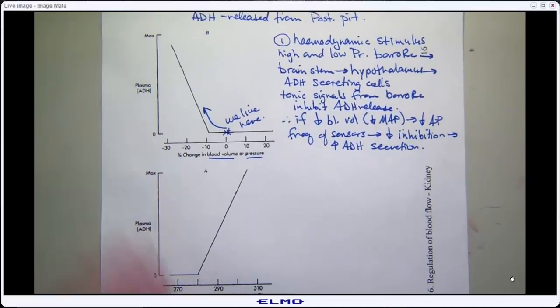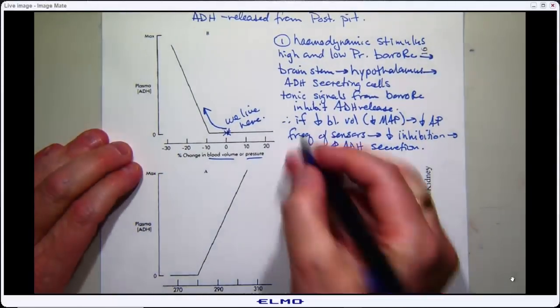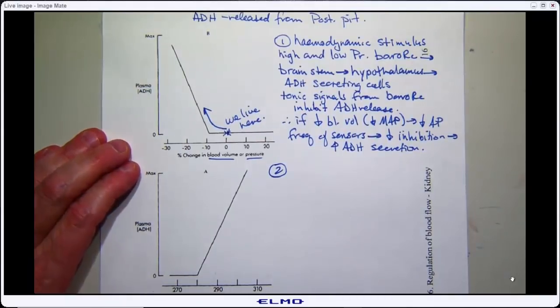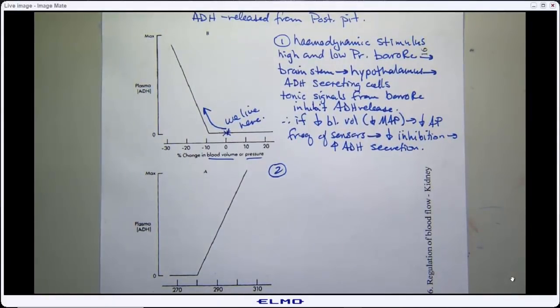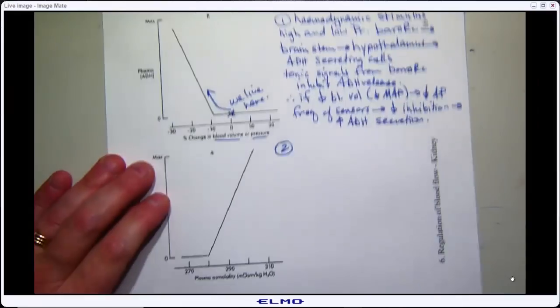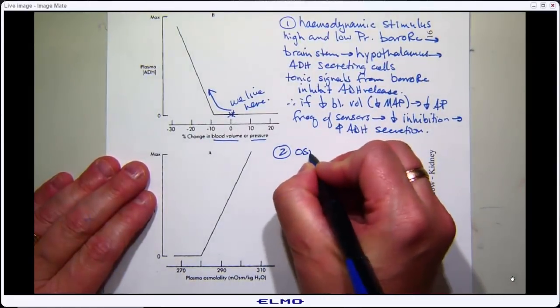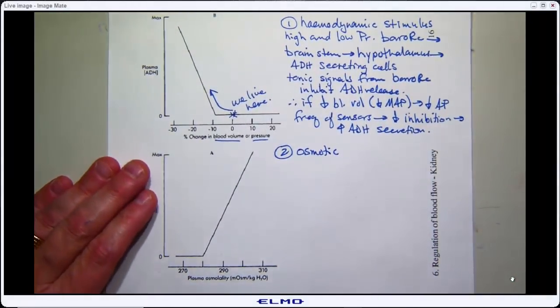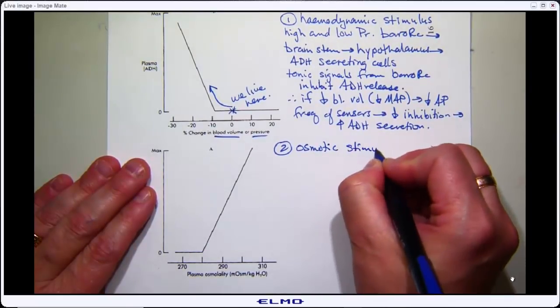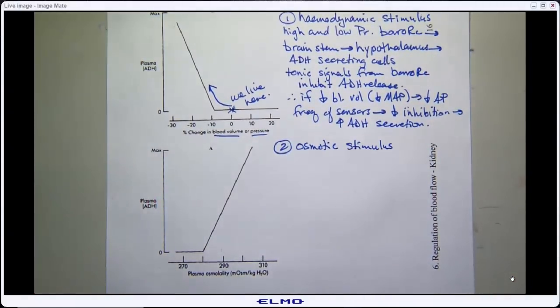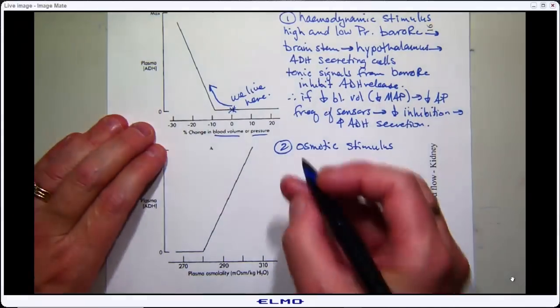So we also have osmoreceptors that are plugged into the system. Osmolarity is another regulated variable. So we've been dealing hard with mean arterial pressure as a regulated variable. Osmolarity is another one. So we like to keep our osmolarity constant. So there will be an osmotic stimulus for ADH release. These osmoreceptors are right at the level of the hypothalamus. Okay, so those sensors are right there in the brain.